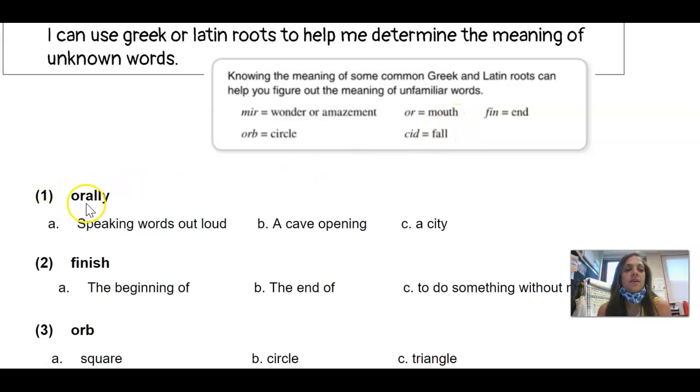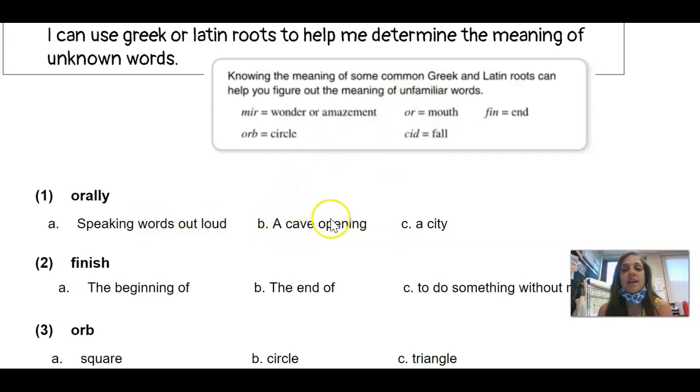Number 1, orally. Again, we're going to look inside of this word. So I see that word part or, and that means mouth. So now we're going to look outside of the word and see what we can plug in. A, speaking words out loud. Does that have to do with your mouth? Do you use your mouth to speak?